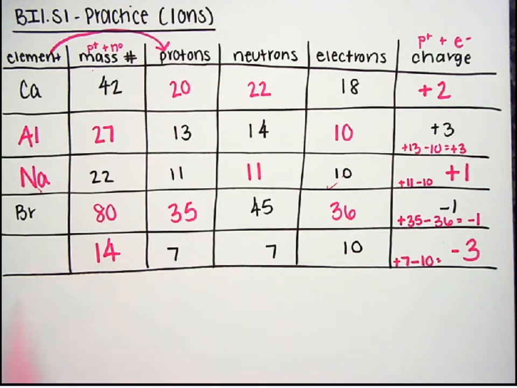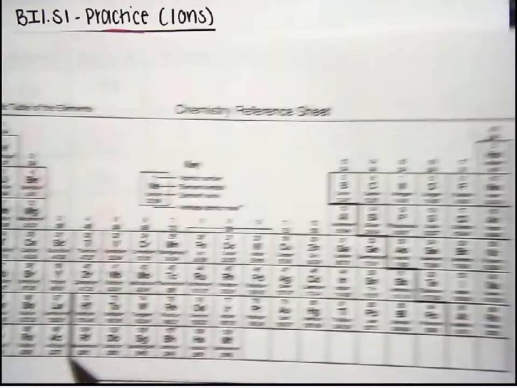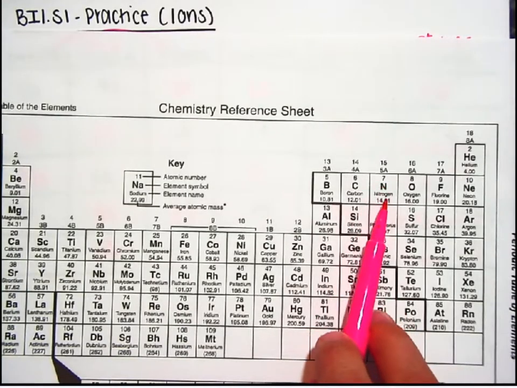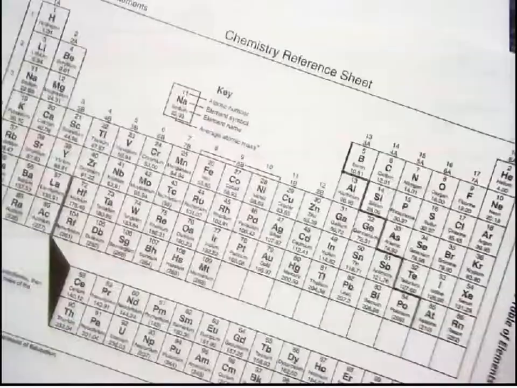Lastly, protons determine identity. If I have 7 protons, the atomic number is 7. Atomic number 7 is nitrogen.